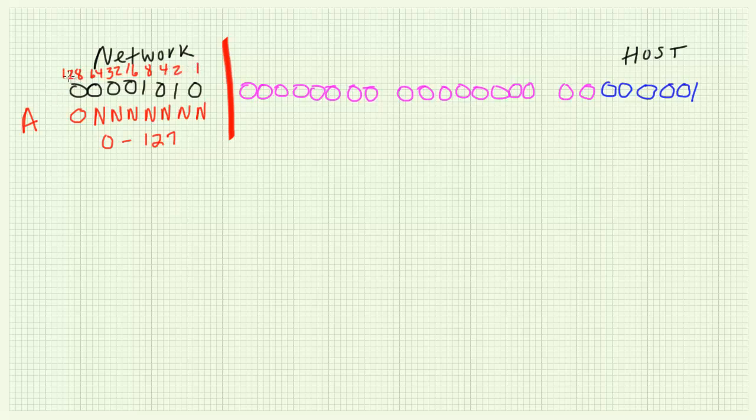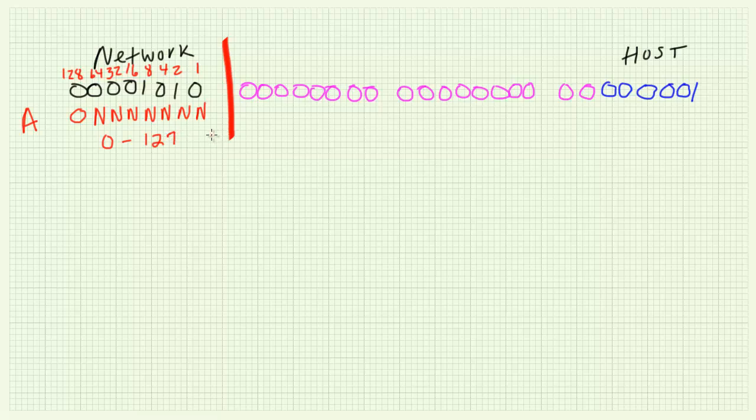So we've said that this 128's position is going to be forced to be 0. If we set all the rest of these to 0, then that quantity is going to be 0. If we set all the rest of these to 1, then that's going to be 64 plus 32 plus 16 plus 8 plus 4 plus 2 plus 1. The sum of that is 127. So our Class A network numbers can range from 0 to 127.